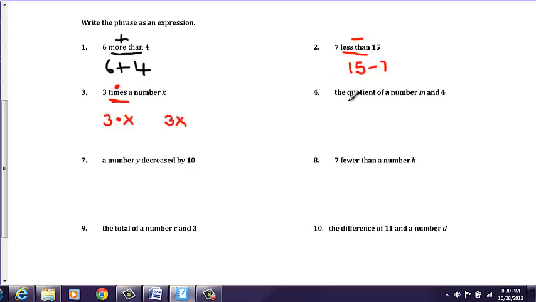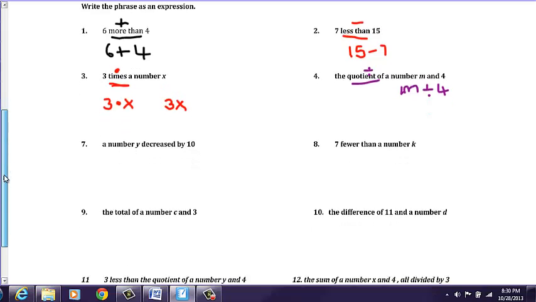Let's go ahead and figure this one out. The quotient means it's a division problem. I'm going to underline quotient just to keep it straight in my head. That's a division problem. The quotient of a number m and 4. Again, you have your number m, and you're dividing it with 4. All right, I want you to go ahead and figure out 7, 8, 9, and 10 on this page.